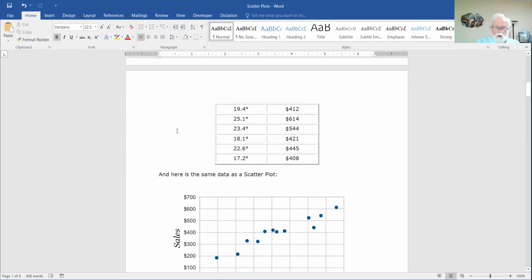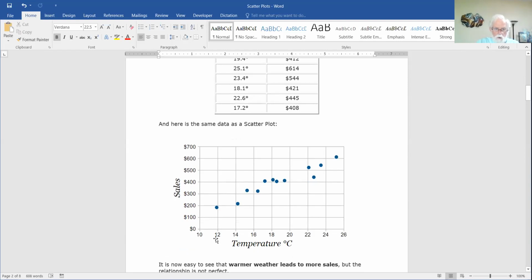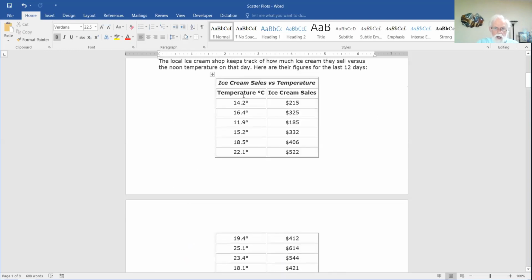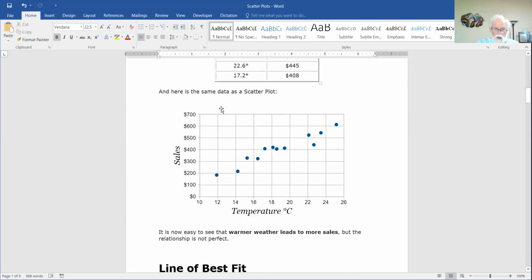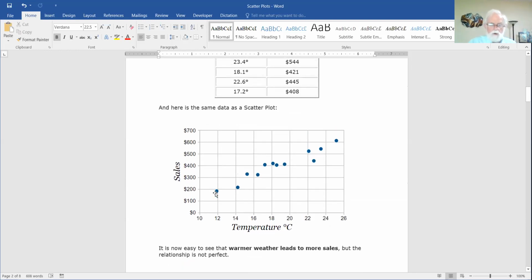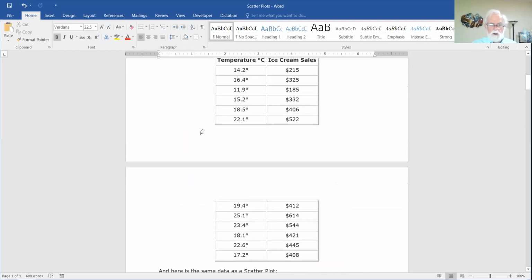If we look at this and plot that data, we've got the temperature in degrees centigrade and sales of ice cream. And we can see that as it gets hotter, we get more sales. What we have here is raw data. We have put that data into a table that relates temperature first, and then the sales for each temperature. Here it's pretty random: 14.2, 16.4, 11.9, etc.